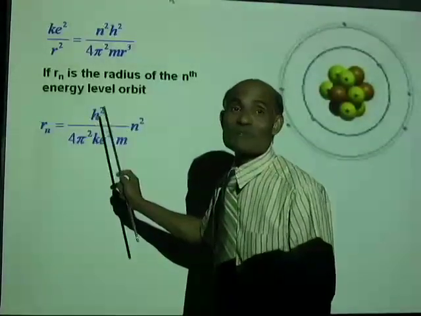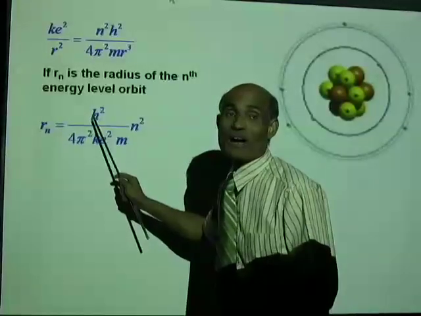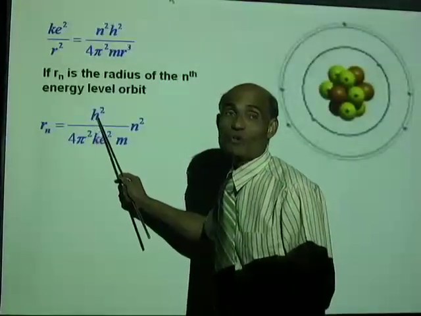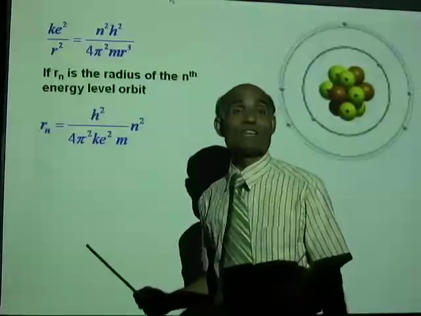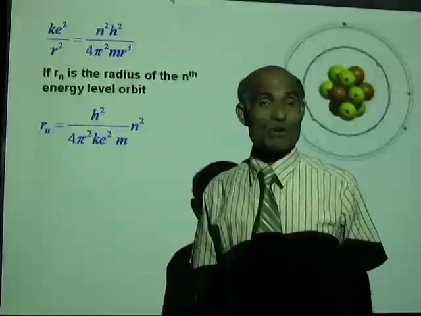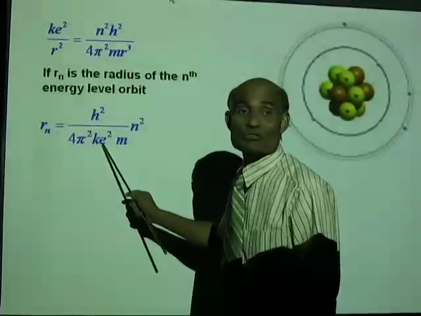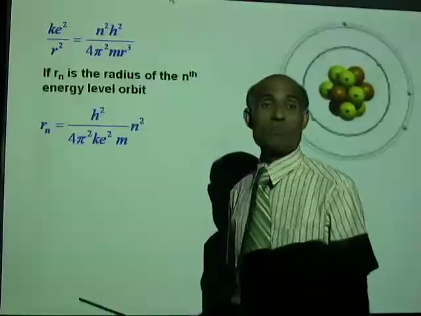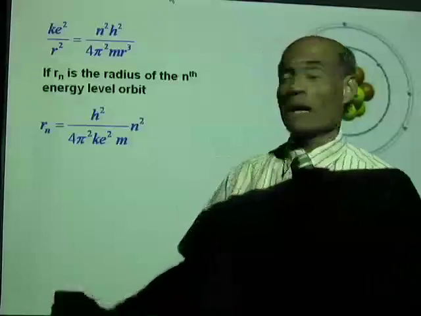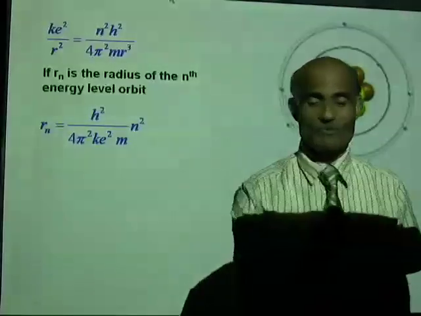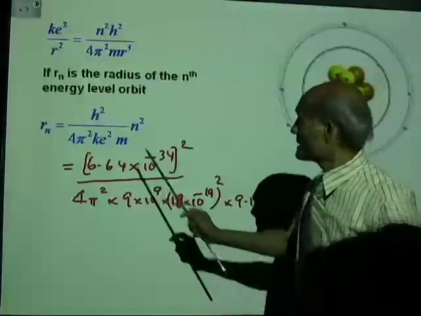Alright, I want you to take your pencil and pen and work out the value of this now. I have given you the values of all these. h, you know, is Planck's constant. k is the constant in Coulomb's law, which is 9 times 10 to the power of 9. e is the electron charge. m is the electron mass. Alright, take a piece of paper and pencil and see whether you can find the value of that now. Did you get a value for that?